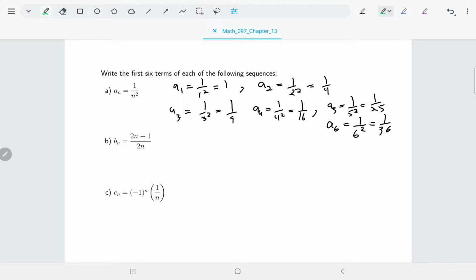Next one up, if we're looking at bn, so that's 2n minus 1 over 2n. So b1, that would be 2 times 1 minus 1 over 2 times 1, which, if I simplify that, is 1/2. b2, that would be 2 times 2 minus 1 over 2 times 2. That would be 3/4.